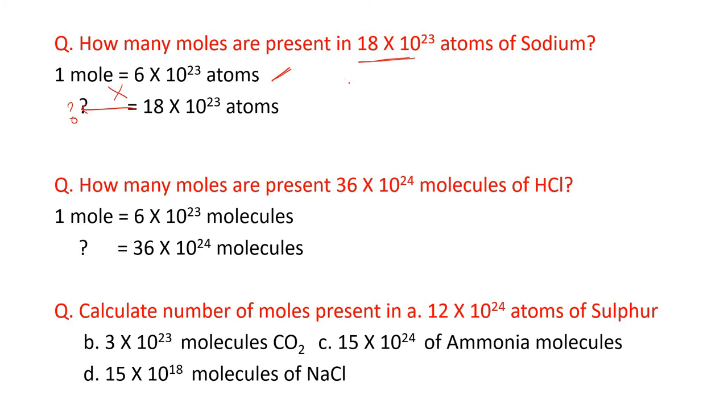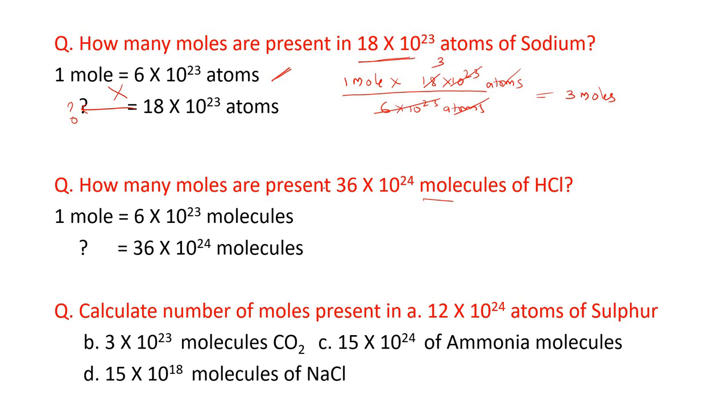Cross multiplication: 1 mole into 18 into 10 to the power of 23 atoms divided by 6 into 10 to the power of 23 atoms. Here the atoms get cancelled, and 10 to the power of 23 cancels, so you get 3. The answer will be 3 moles. Similarly, one more we will take with molecules.